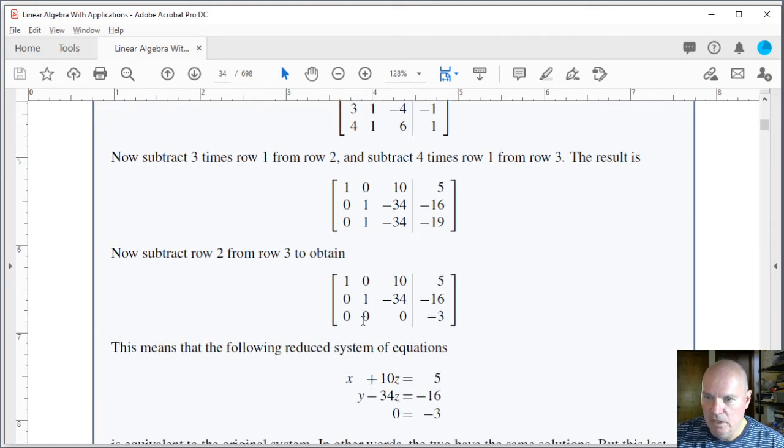That results in this. And then now we've got a leading 1 in the first row, a leading 1 in the second position of the second row. We can eliminate the 1 in the third row that's below our leading 1 by subtracting from row 3, row 2.